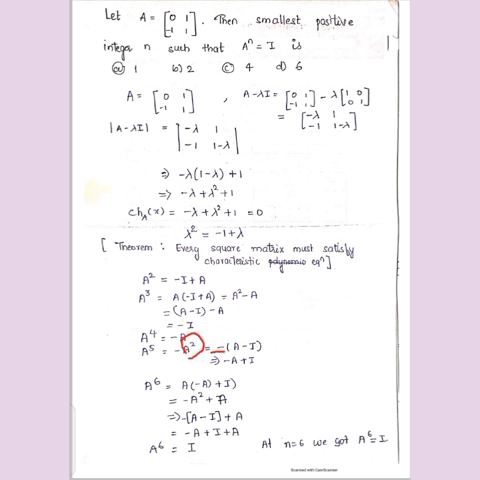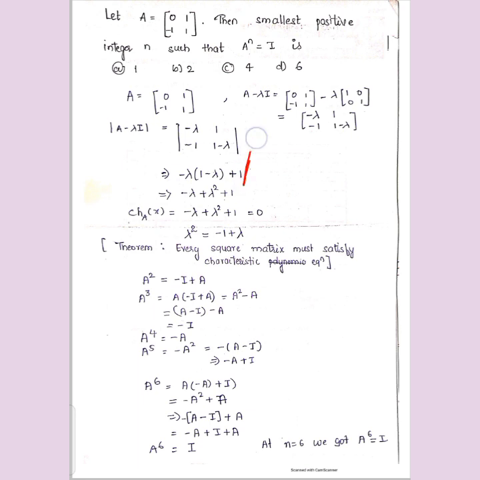What is the value of A square? The A square value is minus I plus A. Substitute that value, it will be minus of A minus identity. You take this minus inside, it will become minus A plus I. Still we haven't got the identity. So here we got the value of A raised to 5 is minus A plus I.